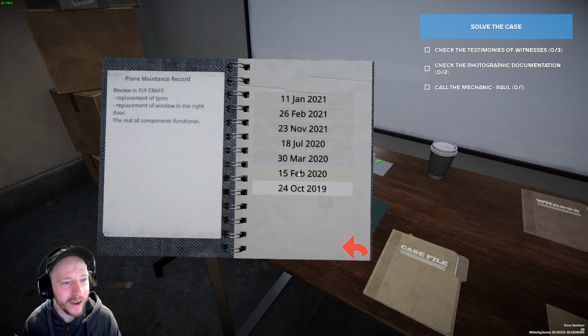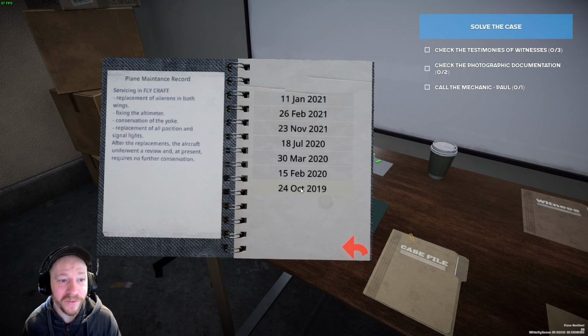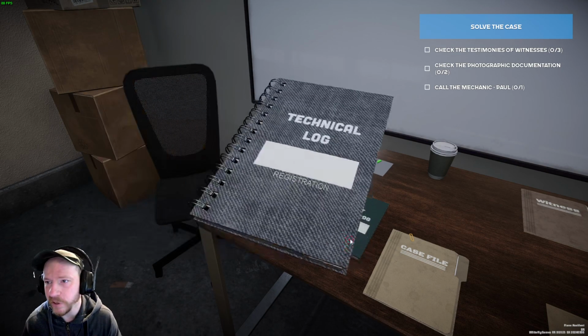Review in Flycraft, replacement of tyres, replacement of window in the right door, rest of the components functional. Servicing in Flycraft, replacement of ailerons in both wings, fixing the altimeter, conservation of the yoke, replacement of all positions and signal lights. After the replacements, the aircraft underwent a review and at present requires no further conservation. Okay, so it was serviced by 2 different companies.